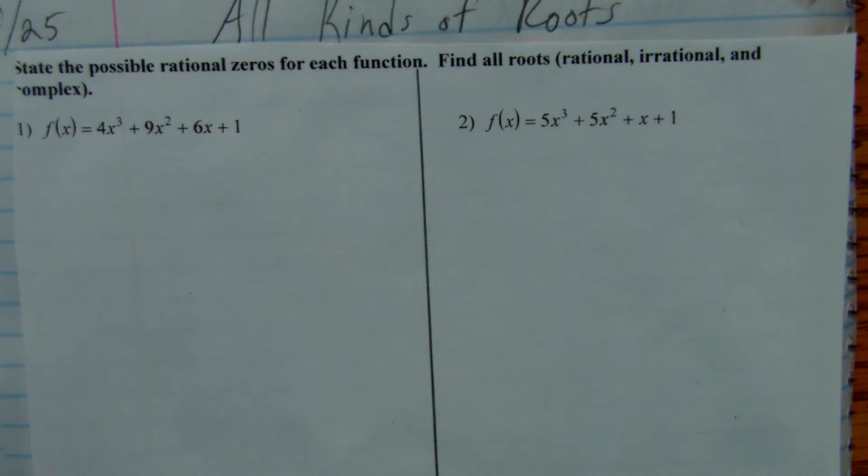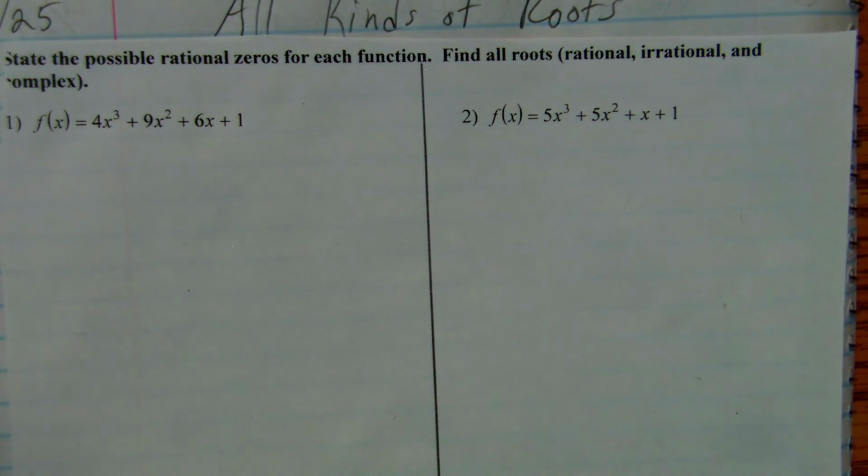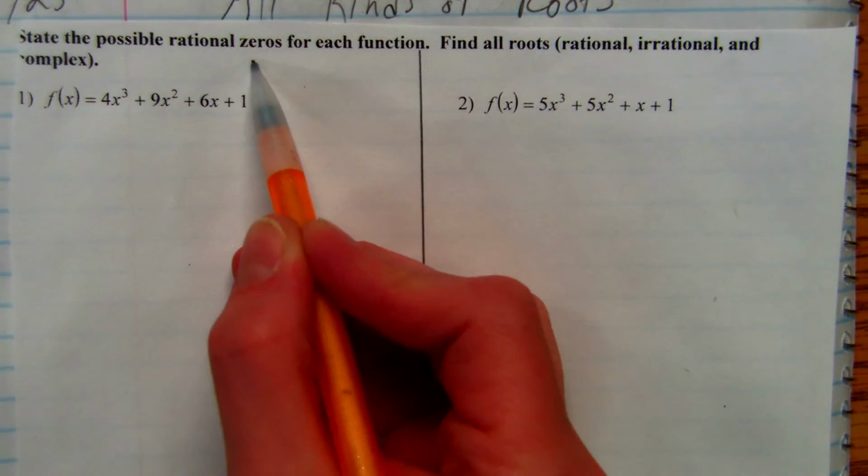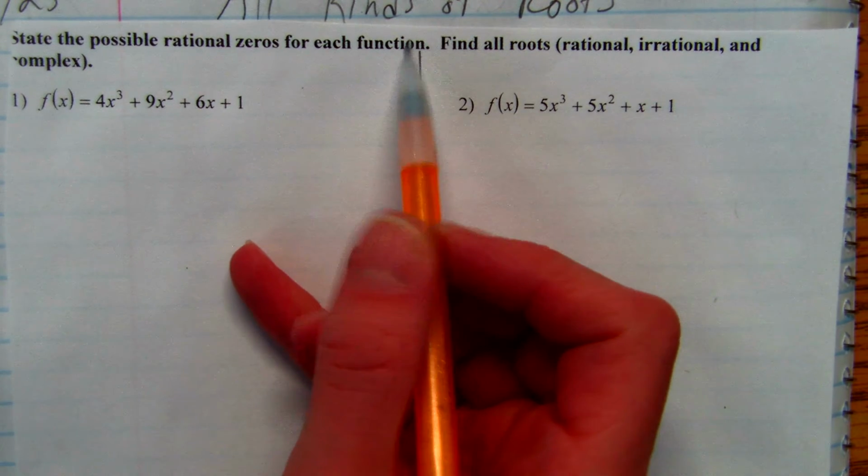Let me put the screen back up. Okay, so here we go. We are going to look at all possible roots. So we're going to state all the possible rational zeros first, which we did in the last lesson.